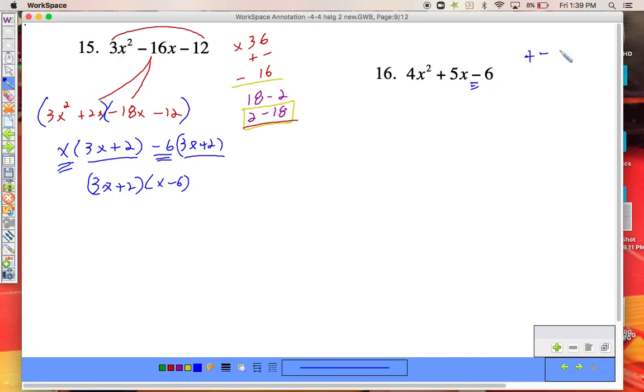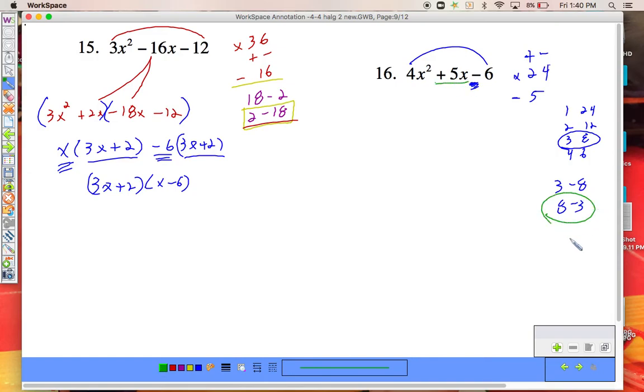Last term's negative, plus minus. 4 times 6 is 24, so I need to multiply to give me 24, and subtract to give me 5. 1 and 24, 2 and 12, 3 and 8, 4 and 6, and I'm going to go with 3 and 8. 3 minus 8, or 8 minus 3 is my thought process. I want a positive 5, so I'm going to use 8 minus 3. I'm going to put the 8 with the 4x and the 3 with the 6 because they go together a little bit easier.